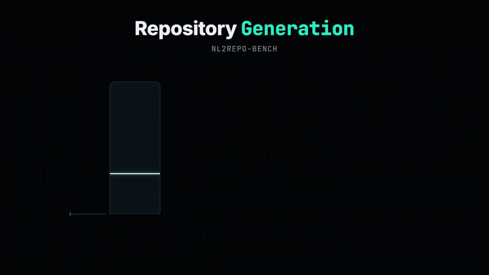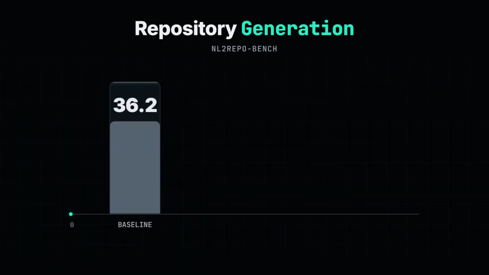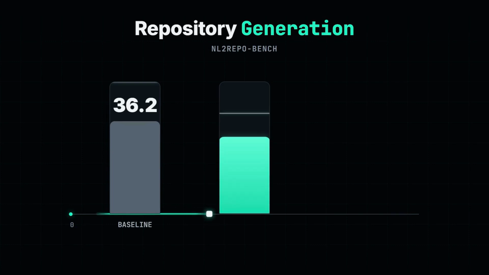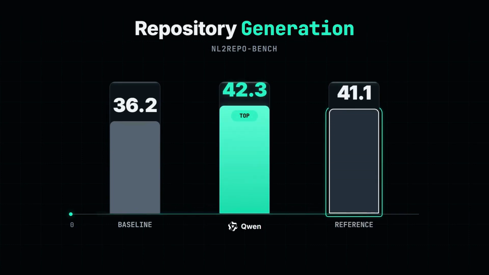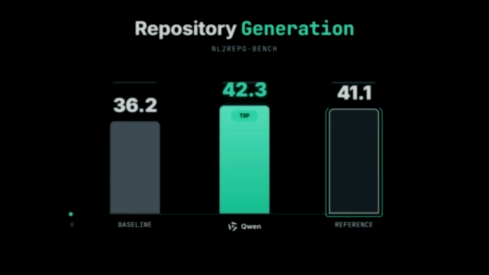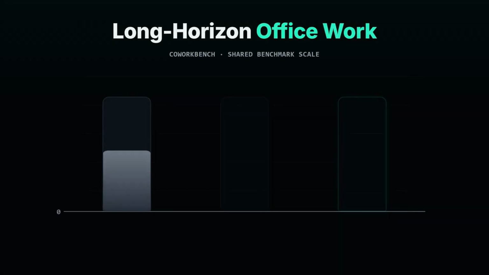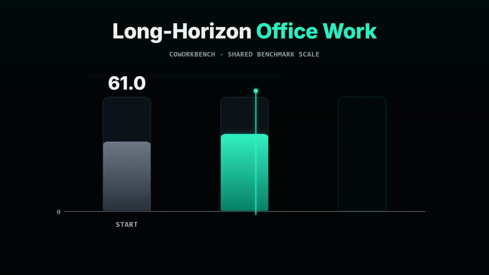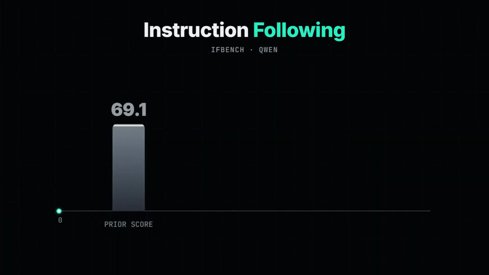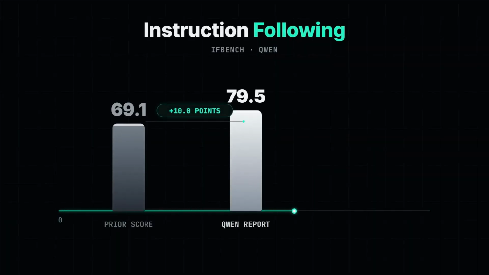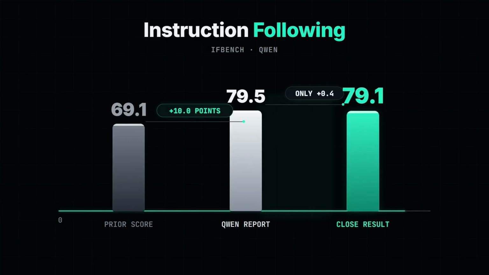On NL2 repo-bench, Qwen reports 42.3. That tops 36.2 and 41.1, supporting repository generation trials. On CoWorkbench, Qwen reports 70.7. That exceeds 61.0 and 65.1, supporting long task trials. On IFBench, Qwen reports 79.5. That is barely above 79.1, but well above 69.1.